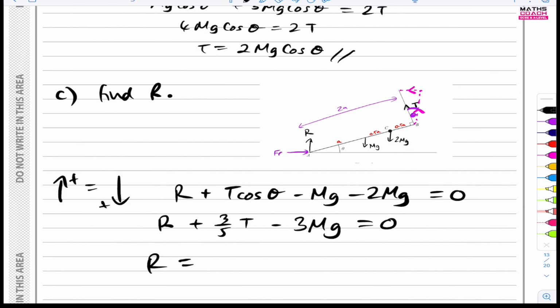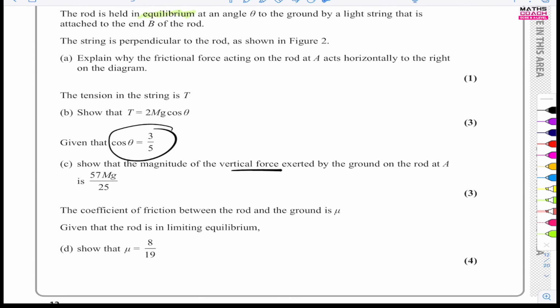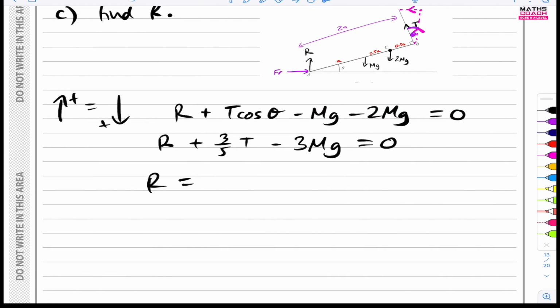So let's times by 5 first. Do you want to do that? Times by 5 or not? I'm just thinking about getting rid of this. Let me just see the final version. What do they want? Okay, so they want the R to be shown like this. So let's just times it by 5. So it's going to be 5R is plus 3T minus, 3 times 5 is 15mg, and 0 is going to stay as 0.